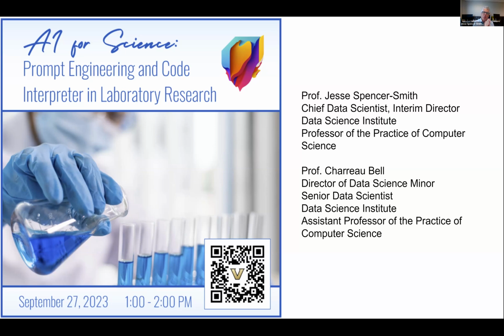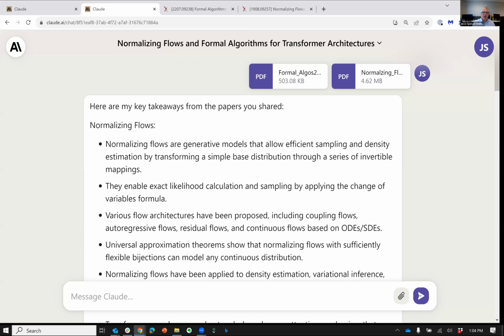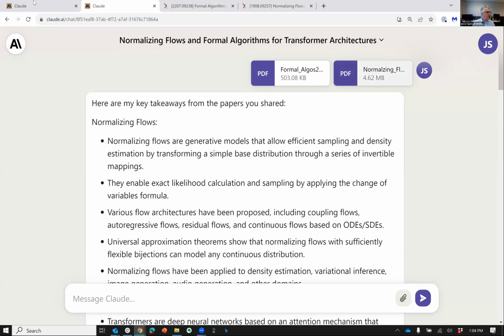And I was wondering what it had to do with transformer models, because one way to think about transformer models is that they're learning complex distributions. But I just wasn't too sure how to think about it together. So what I did was I used a large language model called Claude. So I went to claude.ai.